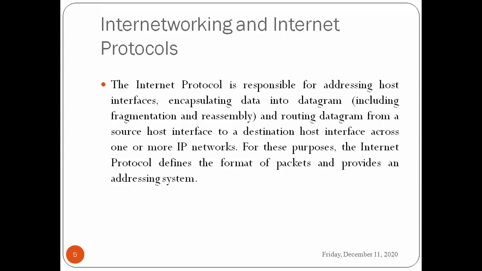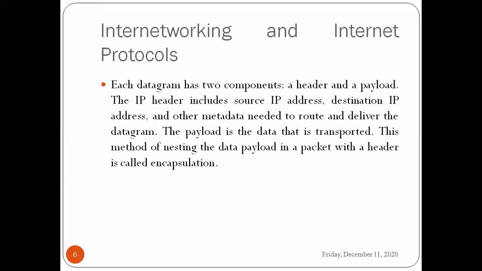These are the functionalities of each and every layer of the OSI model. Like that, we transfer the data. The Internet Protocol is responsible for addressing, for sending the data from one node to another node. So what is the responsibility and role for that? Each datagram has two components, that is main.